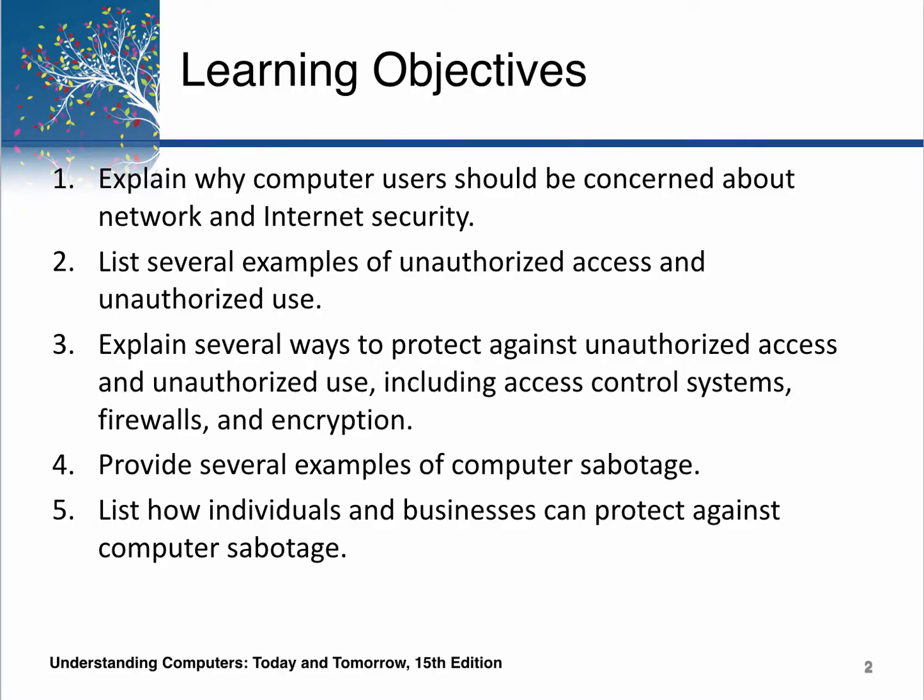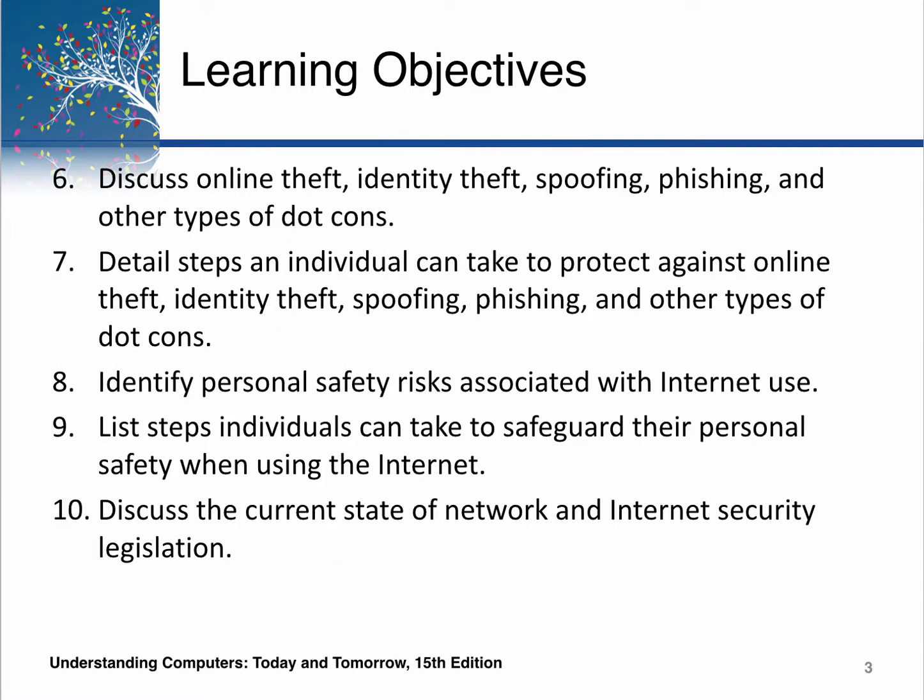Some of our objectives: we're going to see why you should be concerned about network and internet security, some examples of unauthorized access, some ways to protect against unauthorized access, including control systems, firewalls, etc., sabotage, protecting against sabotage, online theft, steps you can take as an individual to protect yourself, personal safety on the internet, steps you can take to safeguard your personal safety on the internet, and kind of look at the current state of network and internet security.